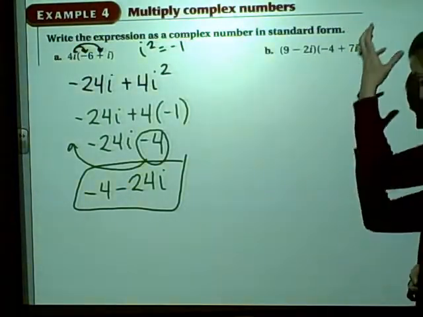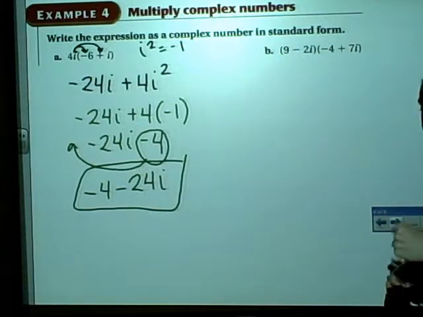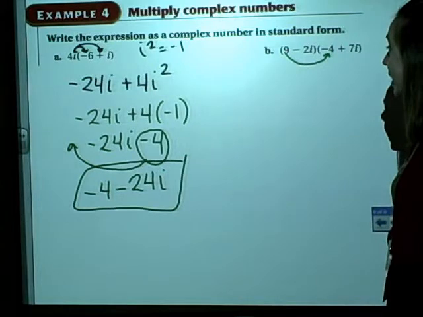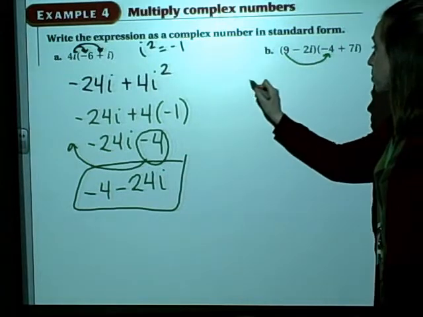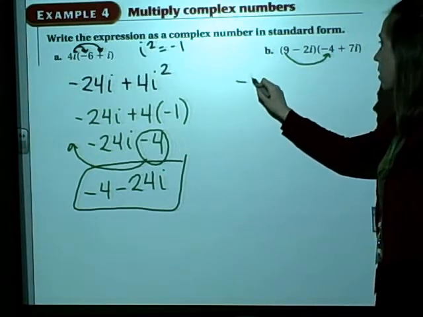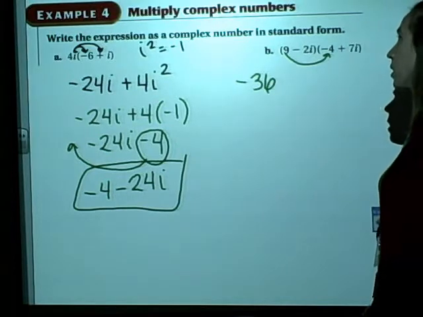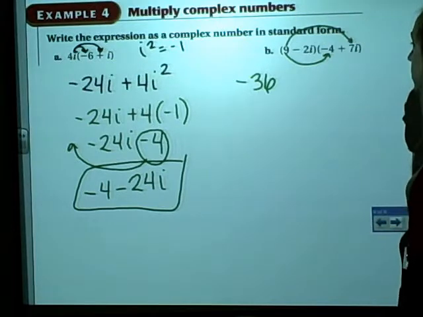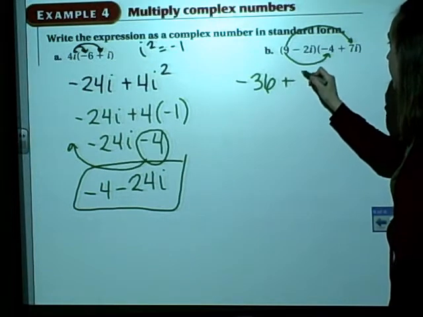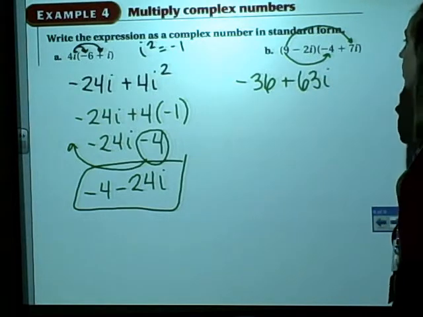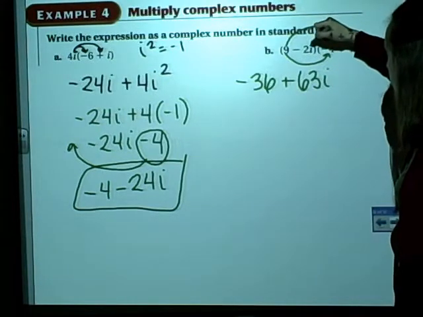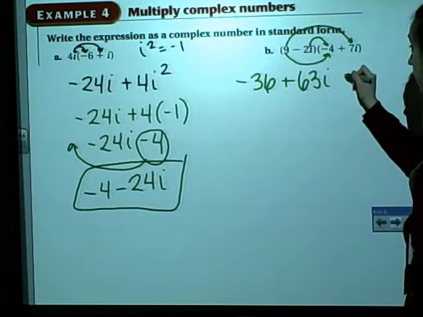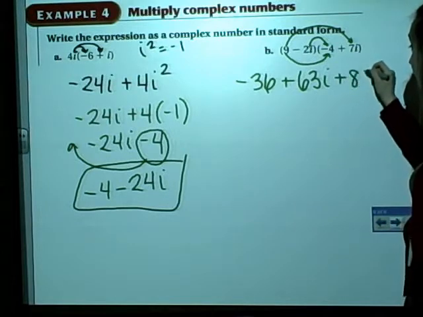Now here, we've got 2 sets of parentheses, so we're definitely going to use FOILing here. So we're going to multiply our first terms. 9 times negative 4 gives me negative 36. I think. Yes. Okay. Then we're going to do our outside terms. 9 times 7 gives me a positive 63i. Okay. Middle terms, we're going to go negative 2i times a negative 4 gives me a positive 8i.